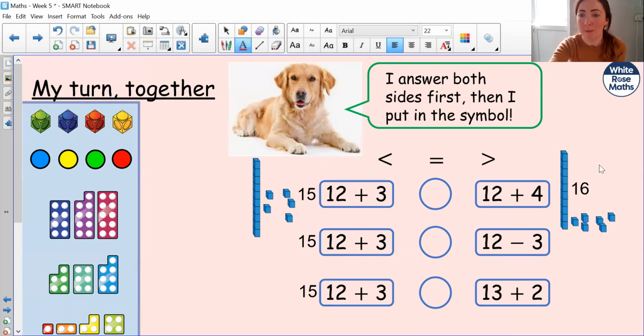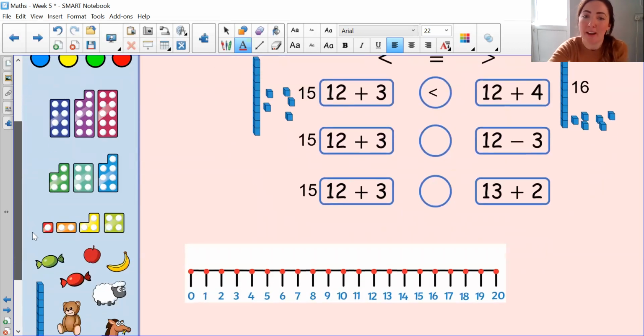Okay, so 15 compared with 16. Did you get this? Did you write this symbol? What does that symbol mean? Less than. 15 is less than 16. So 12 add 3 is less than 12 add 4. Now let's do the next one with a number line.